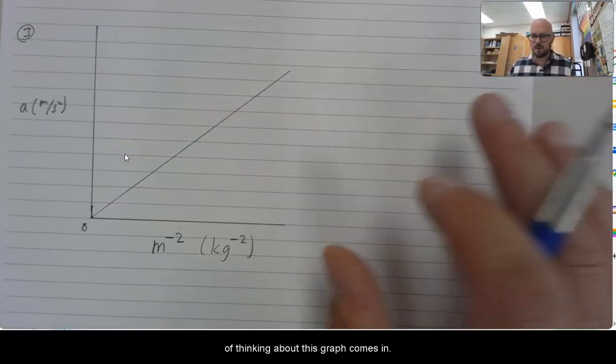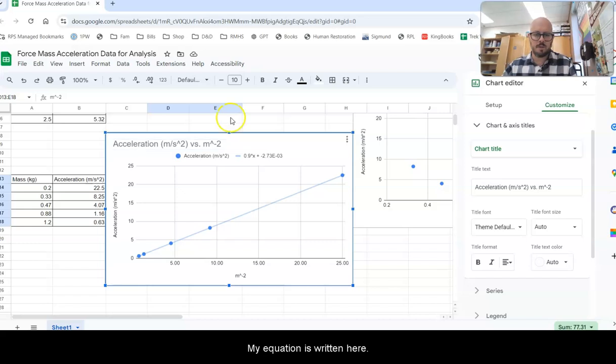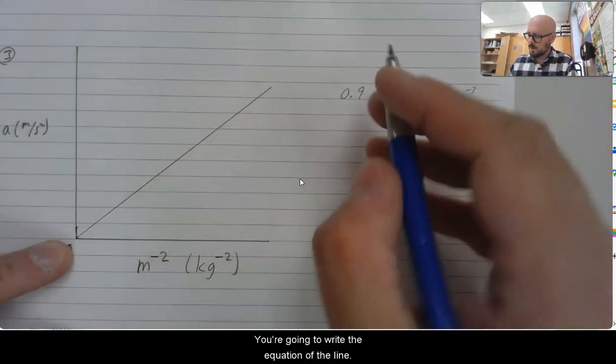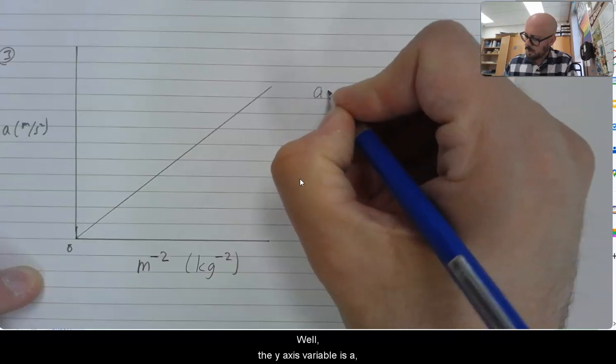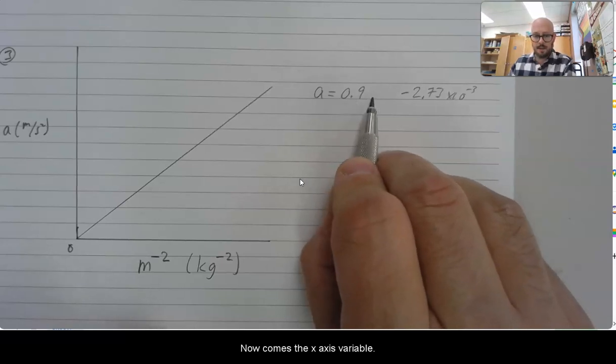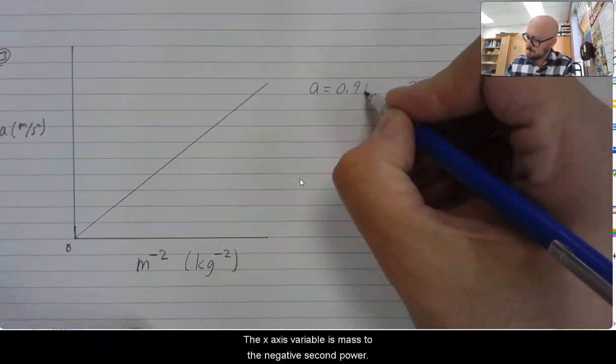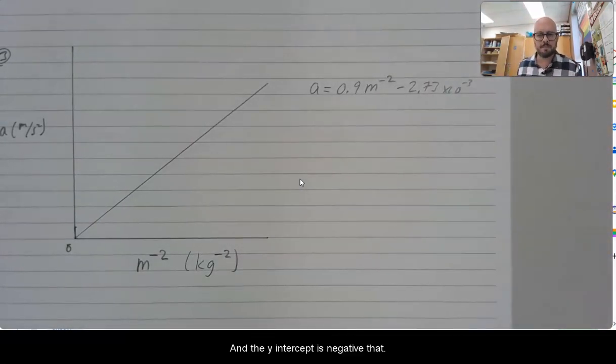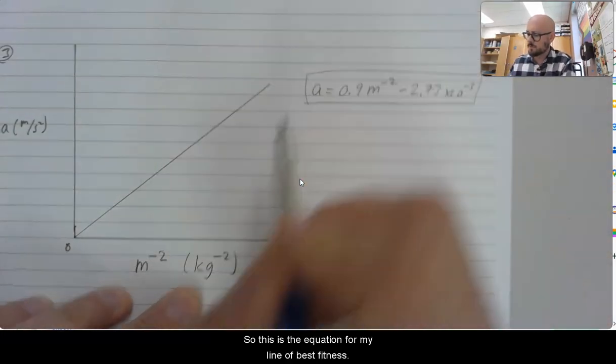And here's where the last part of thinking about this graph comes in. My equation is written here. So the slope is 0.9. The y-intercept is negative 2.73 times 10 to the negative third. You're going to write the equation of the line. Well, the y-axis variable is a, so a equals 0.9. That's the slope. Now comes the x-axis variable. The x-axis variable is mass to the negative second power. And then the y-intercept is negative that. So this is the equation for my line of best fit.